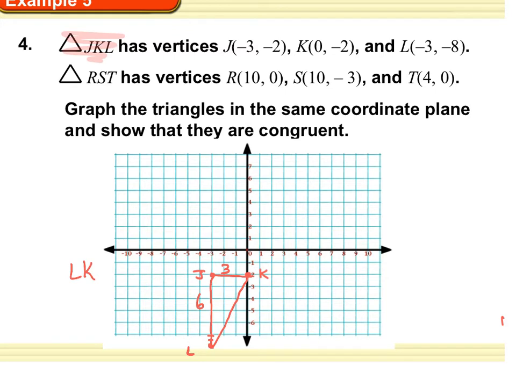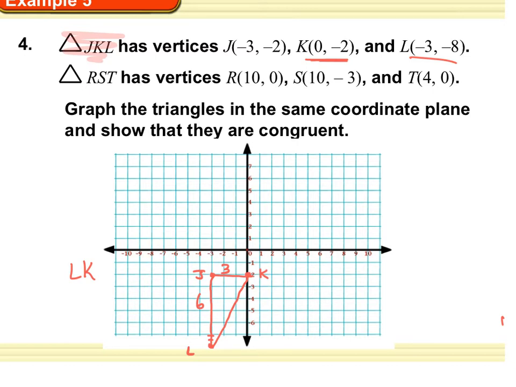Now, I could have also done the distance formula to find the length of JK and JL, but again, since it's graphed, I can just count the units. So let's go ahead and find the length of LK. So again, remember the ordered pairs. K is 0, -2, and L is negative 3, negative 8. So let's go ahead and do the distance formula.